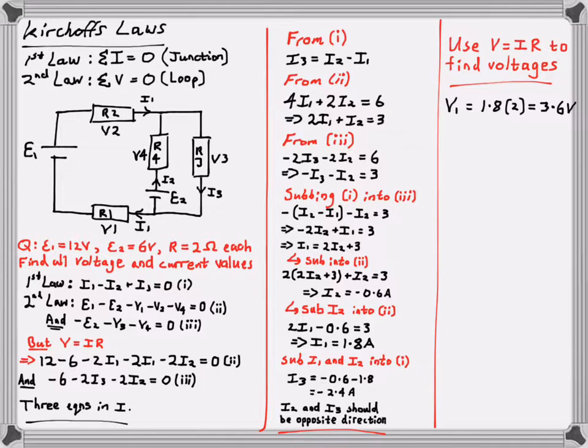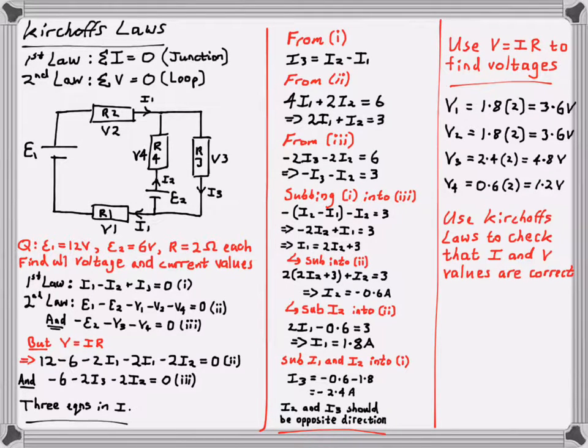So I find that V1 is equal to I1 times R1. I have from down here that I1 is equal to 1.8 amps. So I substitute that in for I1 and R1 is just 2. So I get that V1 is equal to 3.6 volts. Similarly for V2, I find that it's also 3.6 volts. V3 is 4.8 volts and V4 is 1.2 volts. Now I've figured out all my current and voltage values. So the last thing that I should do is use Kirchhoff's laws to check that the I and V values are correct.